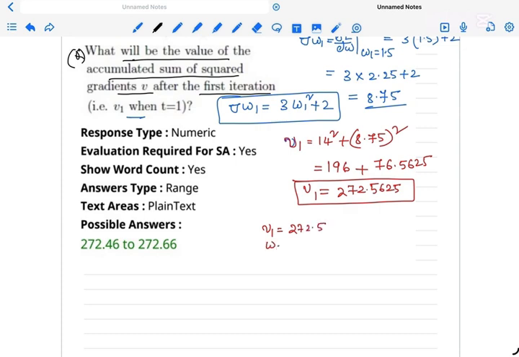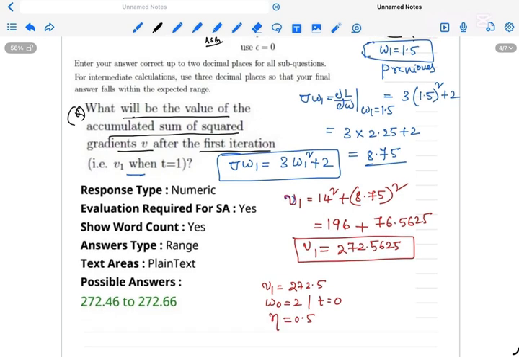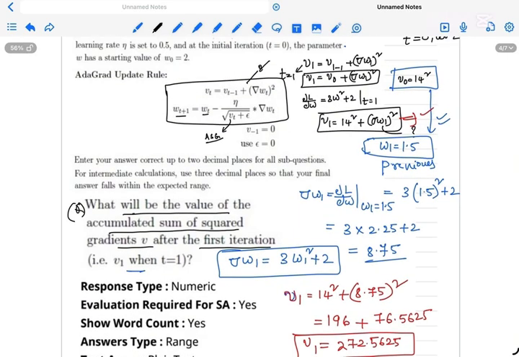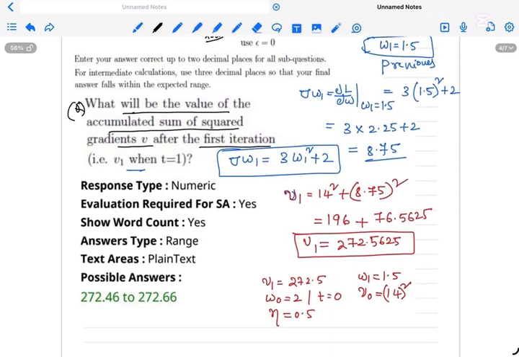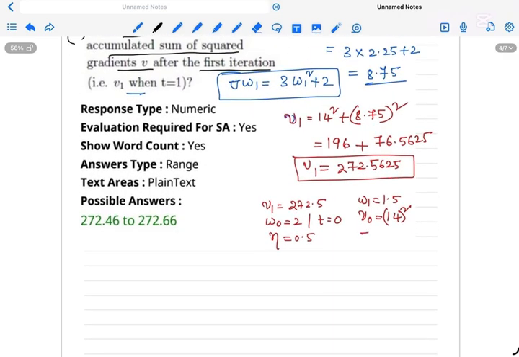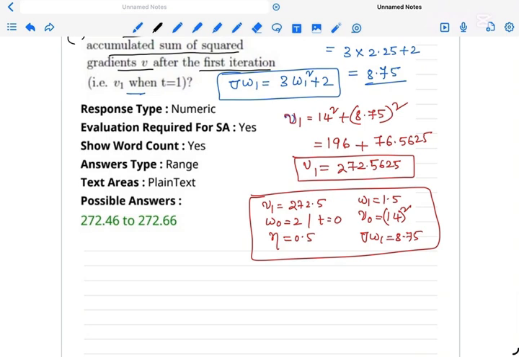272.5625, and W naught equals 2 at t equals 0 and eta equals 0.5. We already calculated W1 equals 1.5 and V naught equals 14 square. Remember this value. And delta W1 equals 8.75. These are useful for the next question. It is in this range. Okay, this is the correct answer.